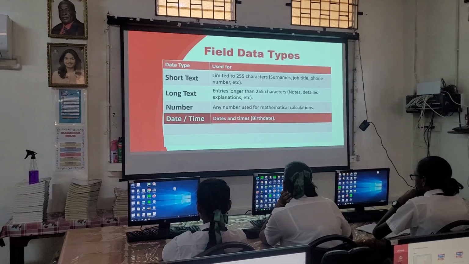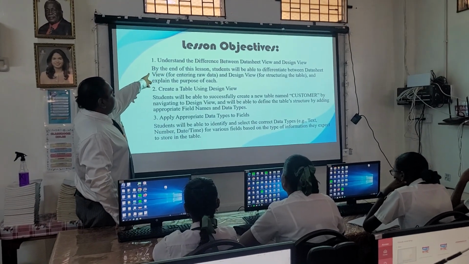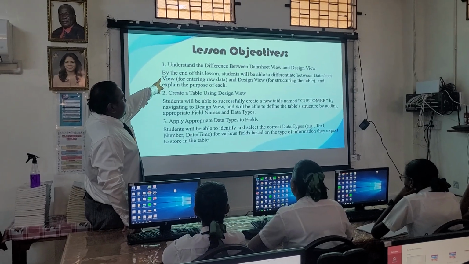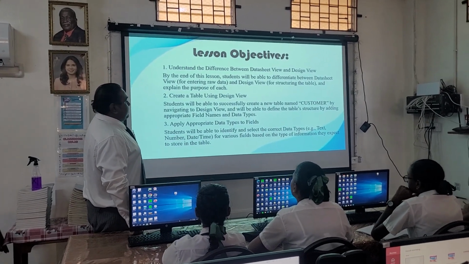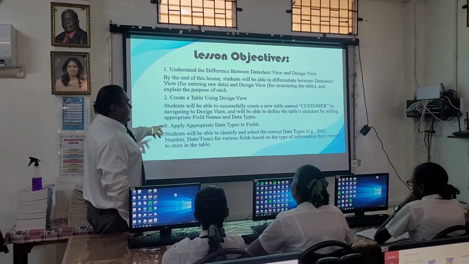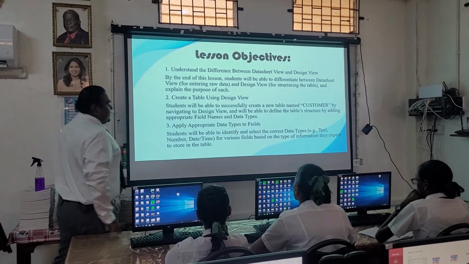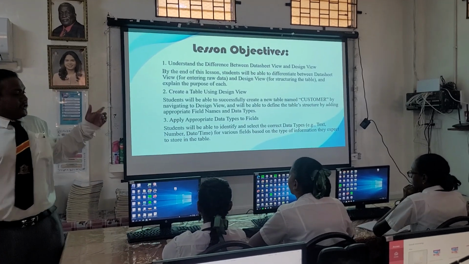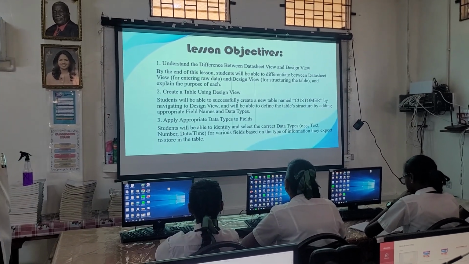Then we have a date or time. We have three objectives right here. Number 1, open a database in design view. The second one, create a table using design view. And number 3, apply the types of view. Good. Now before this lesson ends, these 3 objectives must be met, right?